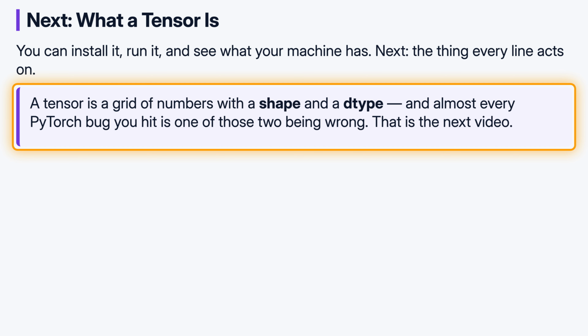You can install PyTorch, run it, and see what your machine has. Next, we look at the thing every line acts on, the tensor. It's a grid of numbers with a shape and a dtype, and almost every bug you'll hit is one of those 2 being wrong. See you in the next video.